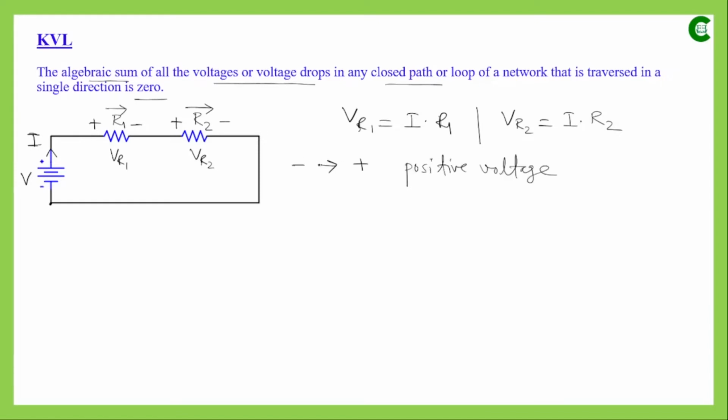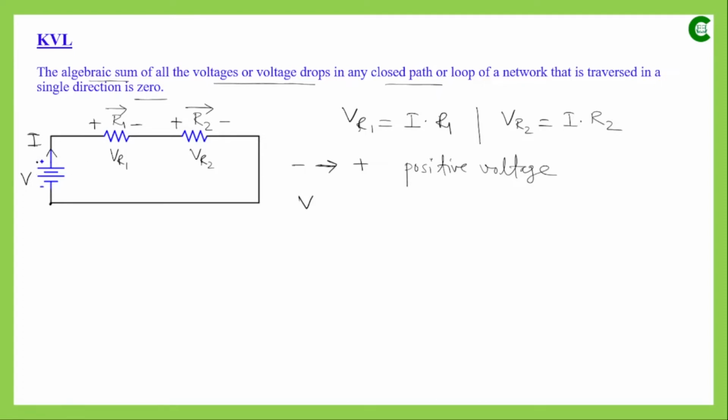So suppose for the time being we are following that convention. From this point when we start our journey, the first voltage value that we come across is V, and we are traversing from negative to positive terminal, so this will be taken as positive voltage. So plus V. Then the next value is VR1, which is I into R1. Here we are traversing from positive terminal to negative terminal, so this voltage will be taken as negative voltage.